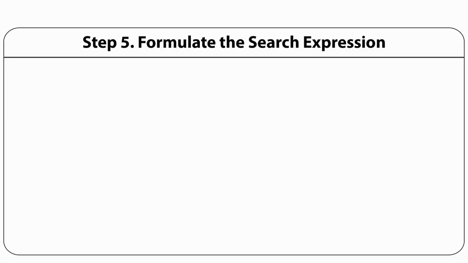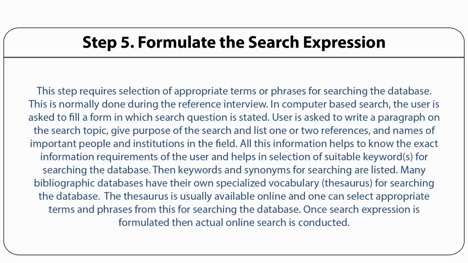Formulate the search expression. This step requires selection of appropriate terms or phrases for searching the database. This is normally done during the reference interview. In computer-based search, the user is asked to fill a form in which search question is stated. User is asked to write a paragraph on the search topic, give purpose of the search, and list one or two references and names of important people and institutions in the field. All this information helps to know the exact information requirements of the user and helps in selection of suitable keywords for searching the database. Then keywords and synonyms of searching are listed.